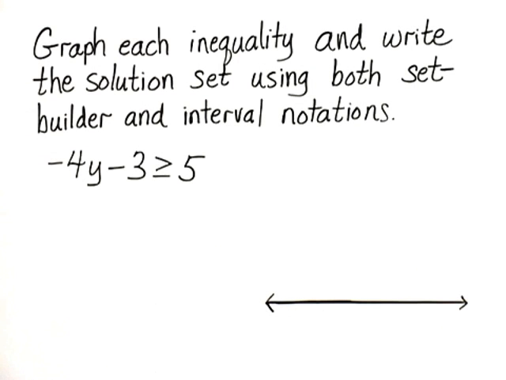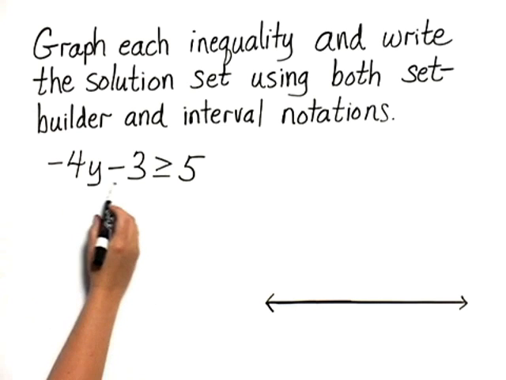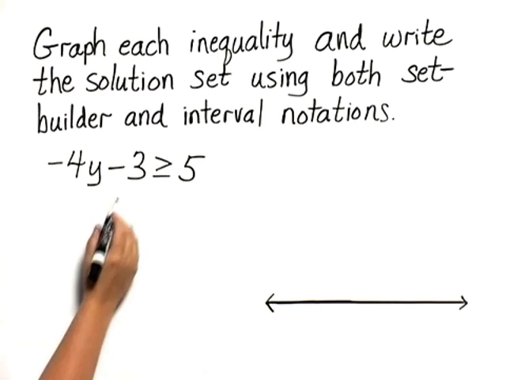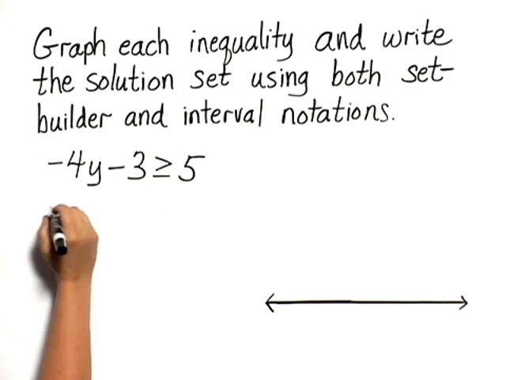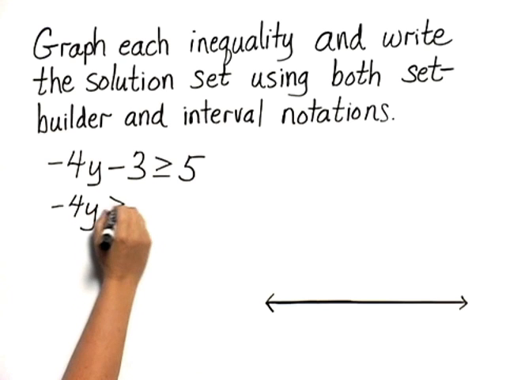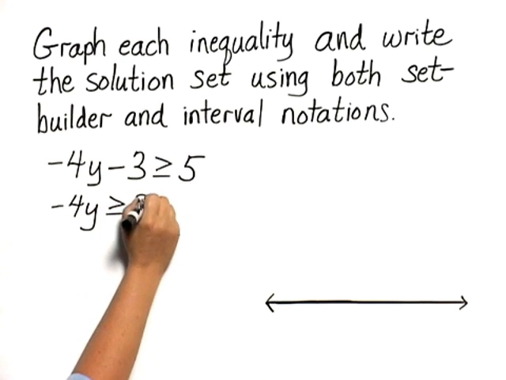Graph each inequality and write the solution set using both set builder and interval notations. The inequality is negative 4y minus 3 is greater than or equal to 5. We want to solve for y, so we begin by adding 3 on both sides of the inequality, and we have negative 4y is greater than or equal to 8.